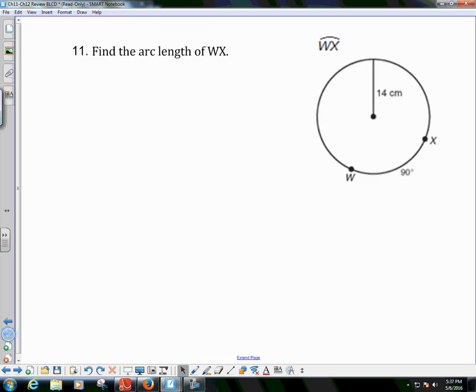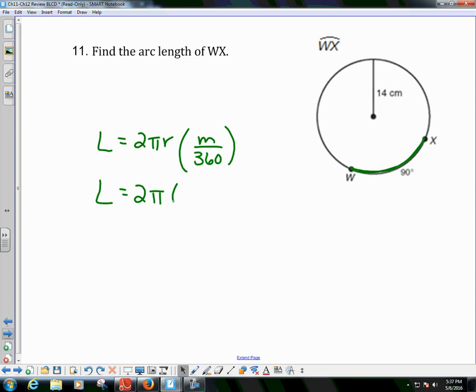All right. We need to find the arc length of WX. WX is this arc right there that measures 90 degrees. The arc length formula is 2 pi r times m over 360. I'm going to plug in what I know. 2 times pi times the radius. The radius is 14. I know that m is 90 over 360.